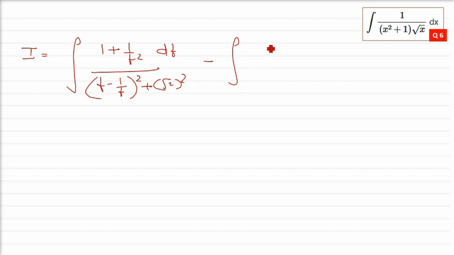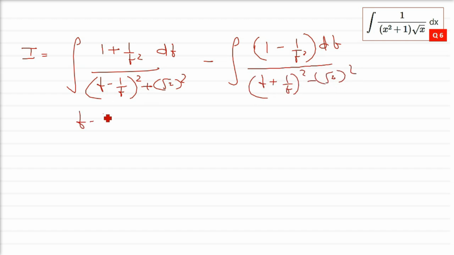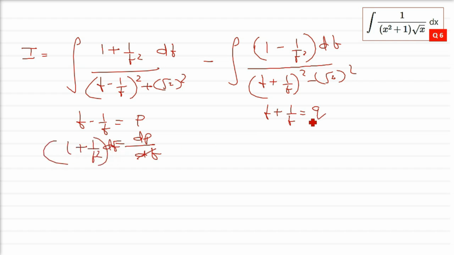The second one is the integral from negative 1 minus 1 by t square dt divided by, this will be t plus 1 by t whole square minus root 2 whole square. Now you can take t minus 1 by t as some p, t plus 1 by t as some q. Now we will differentiate both sides. dp by dt will be equal to 1 plus 1 by t square. You can put this dt on the left.